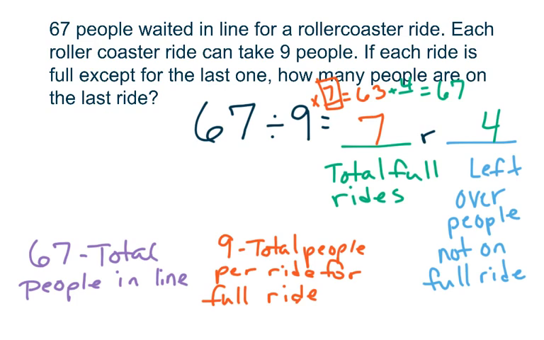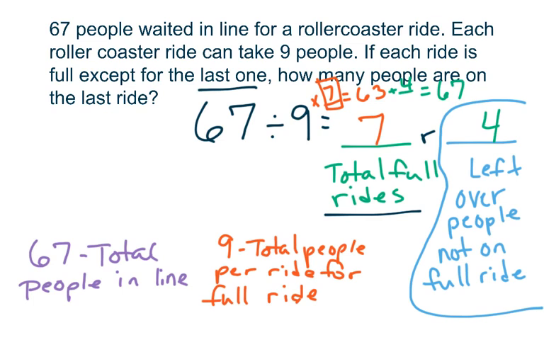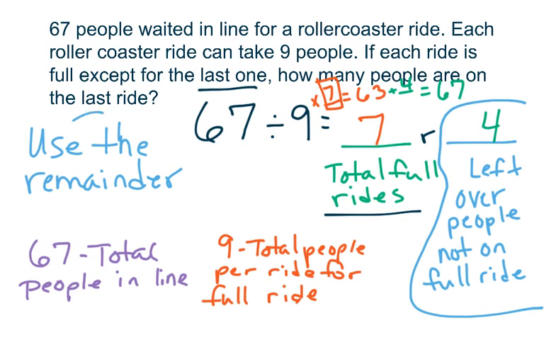Now, I need to go back to my problem and identify, am I using my quotient or am I using my remainder? It says if each ride is full except for the last one, well, 7 represents my total number of full rides, and I want to know what my last ride is, the one that's not full. How many people are on the last ride, or how many people are left over on the not full ride? So this is going to be a use the remainder problem. And my answer to this problem is 4 people, because that's the leftover people that are not on a full ride. Let's take a look at our next problem.